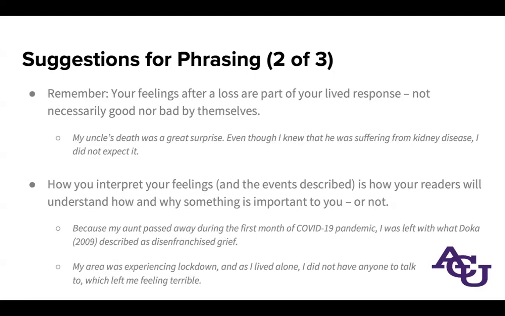So the second example there starts with a statement of context. My aunt passed away during the first months of the COVID-19 pandemic. And then it describes the reaction, framing that reaction with one of those sources that you have identified. Doka described this concept of disenfranchised grief when you are not allowed or not able to go through the normal process, like when something must be kept private or you can't gather.